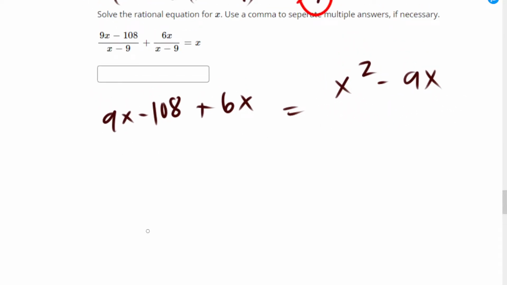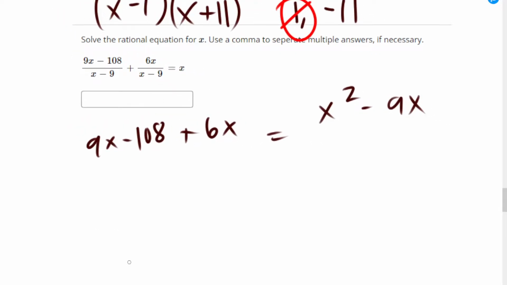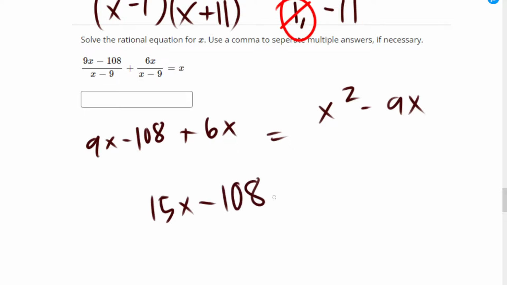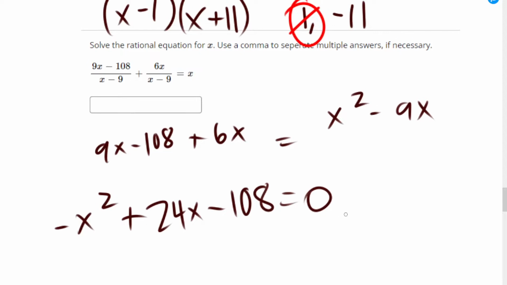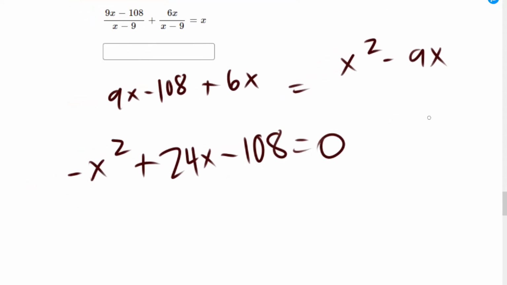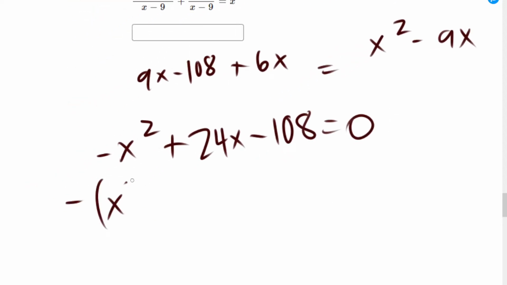Now we can move things over. So, yeah, this will turn into 15x minus 108, and then we can move the 9 over, so plus 9, it will be 24x, and then we can move the x squared over, so negative x squared plus 24x minus 108 equals 0. Now we need to solve. This is kind of a gross one. Let's take a negative out. So negative x squared minus 24x plus 108 equals 0.